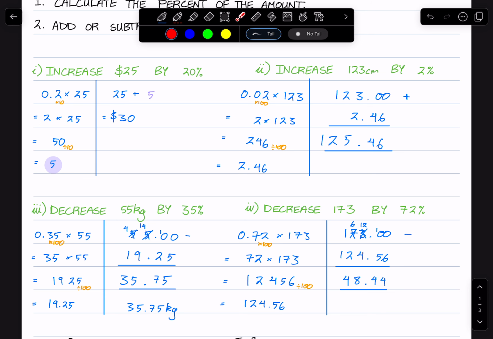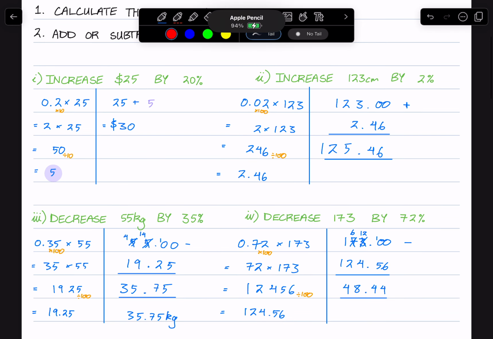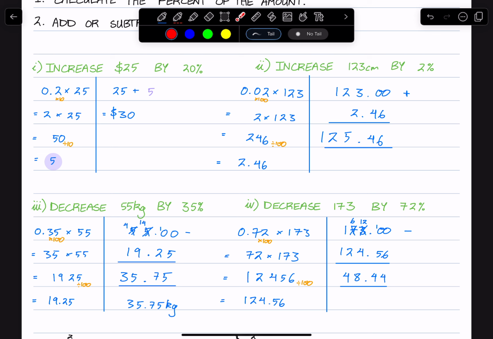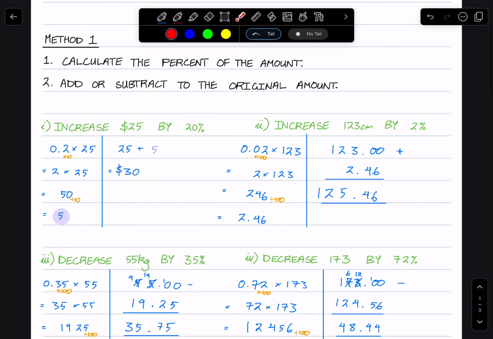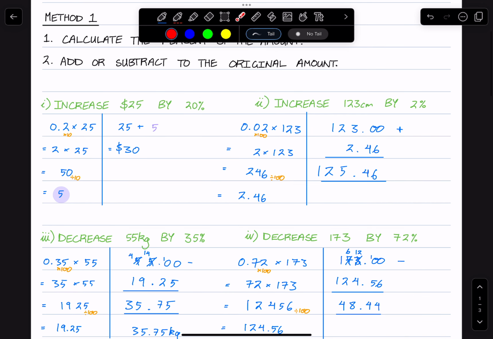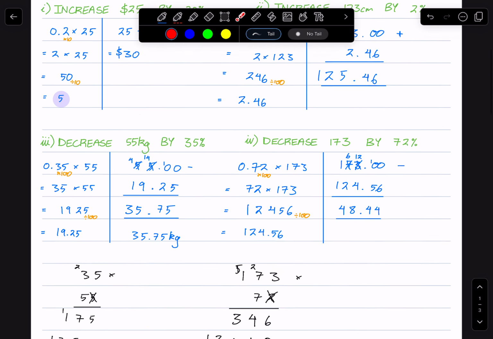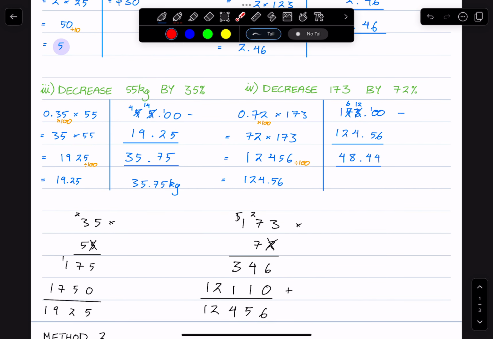So I hope that gave you an insight into the manual method of calculating an increase or decrease by a percentage. As you can see, it's really just find the percentage and then add if it is an increase. And for decrease, it's the same thing where we find the percentage first and then we subtract.